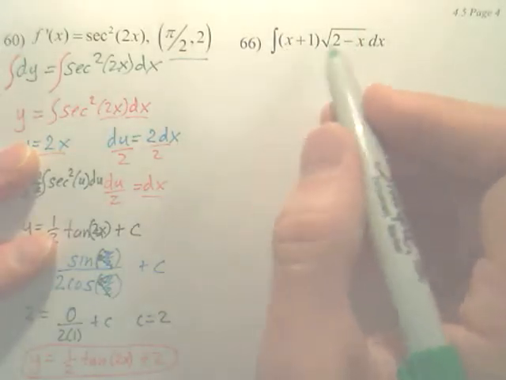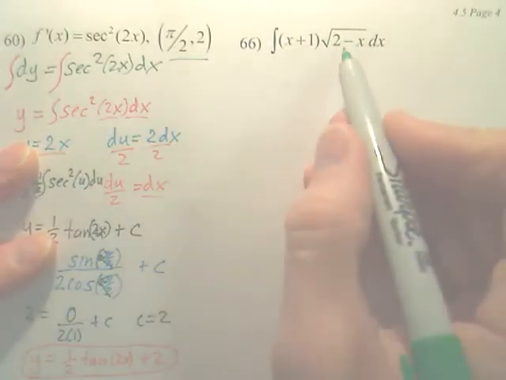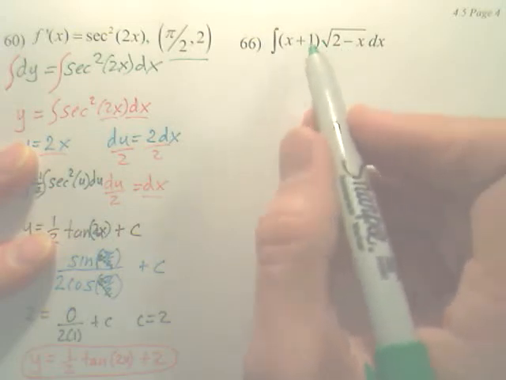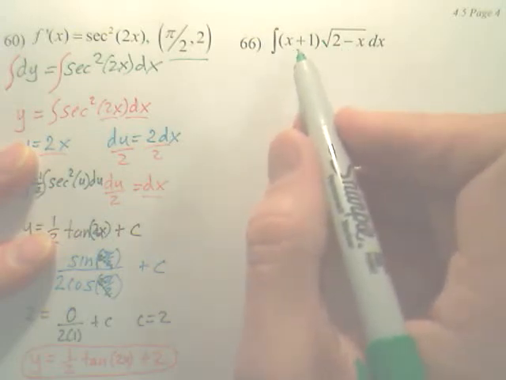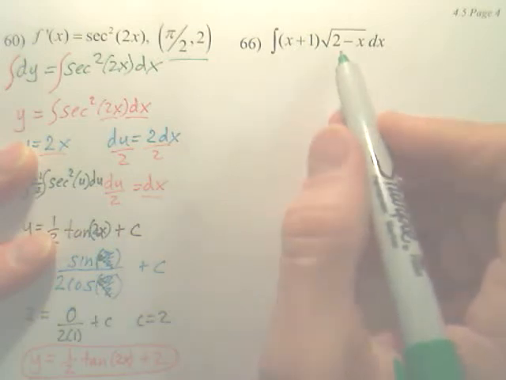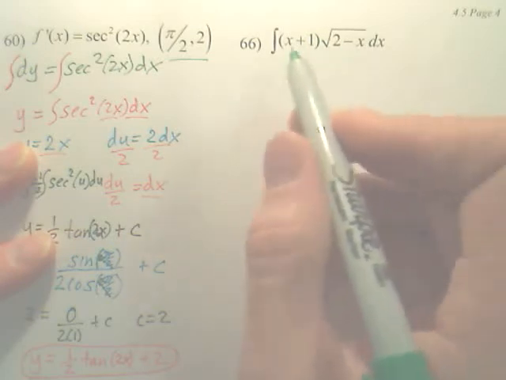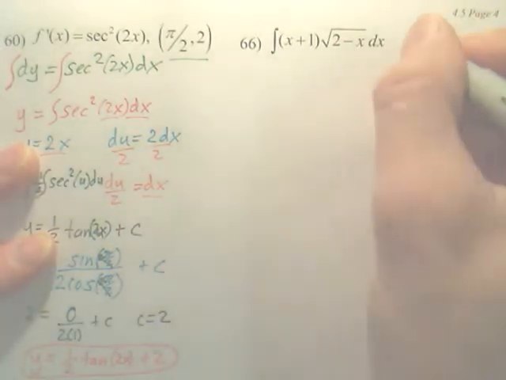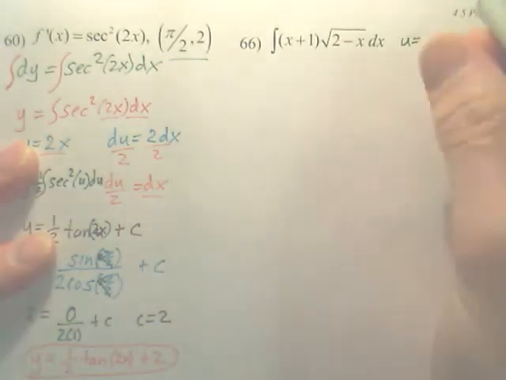Alright, we have to figure out what u is here to integrate it. If I make this u, usually the piece inside of something, when you differentiate it, you don't get this. But when you differentiate this, you don't get that either. So neither one really works well. So let's choose the one that's inside, and you'll see something actually working out in a second here.